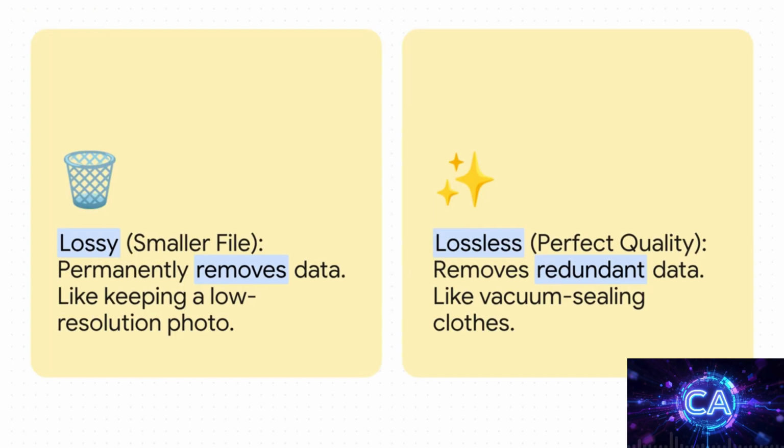Now, I've mentioned this word compression a few times, so let's just make it super clear. Lossy compression, that's what JPEGs and MP3s use. It permanently throws away some of the data to save space. Think of it like saving a low-resolution copy of a photo instead of the giant original. But lossless compression, what PNGs and GIFs use, is way smarter. It just finds clever ways to pack the data without actually losing anything. The perfect analogy is vacuum sealing your clothes. They take up way less space in the suitcase, but everything is still there, perfect, when you open the bag.